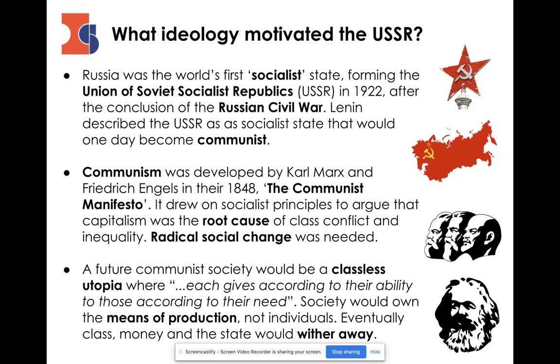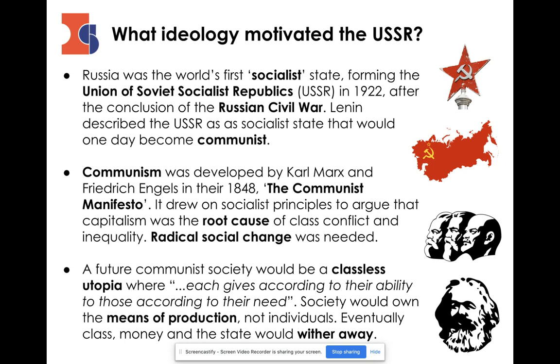Well, a socialist state subscribes to the ideology we now know as communism, and that was first developed by Karl Marx and Friedrich Engels in 1848. They published a pamphlet called the Communist Manifesto. And that drew on a long history of radical politics and left-wing principles, what we might call socialist principles, to argue that many problems in the world, of inequality, of poverty, of conflict, can be traced back to the problems of the economic system, and that capitalism was the cause of class conflict in the world. And if we're going to create a better world, we need to change that. We need radical social change.